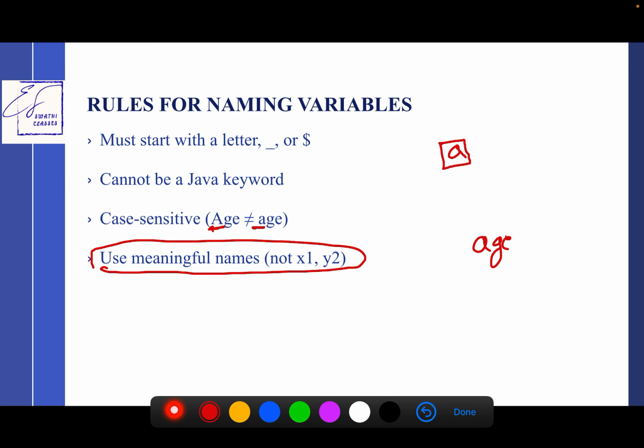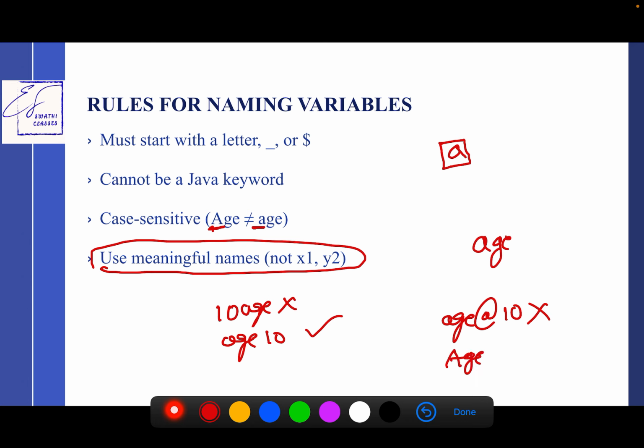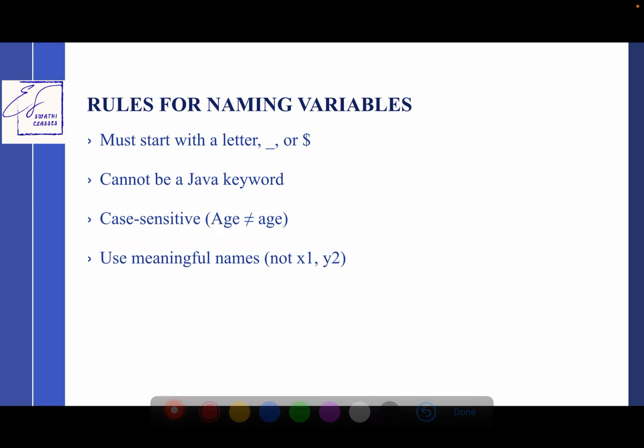Based on these rules, let's see some valid and invalid variables. Let's say I have 10age as a variable name. This is an invalid one. I have age10 as a variable name. This is a valid one. And I have age@10. This is an invalid one because Java supports only the underscore or the dollar symbol as special characters in variable names. The rest are not allowed. And if I create a variable named Age with a capital A, but then use the lowercase age, that is invalid. So we have to follow these rules when creating a variable.